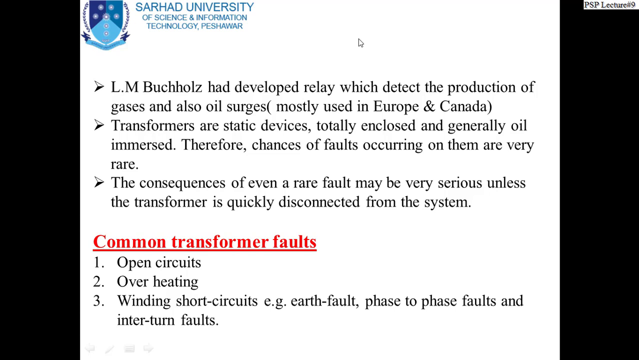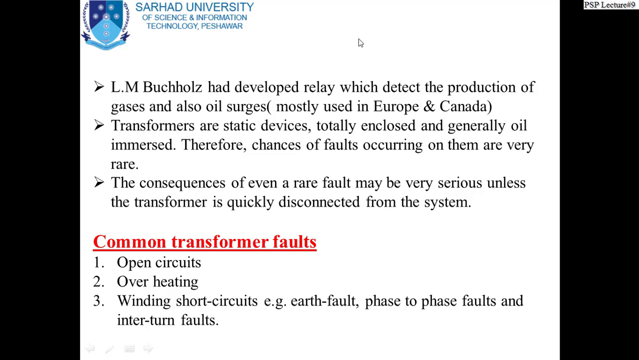Gentlemen, this relay is not basically an electrical relay, it is basically a mechanical device, a mechanical relay. The details of this relay, which is normally named after the inventor, the Buchholz relay, will be covered in this course, inshallah, in this chapter also.